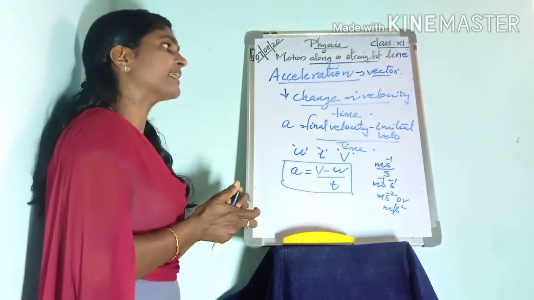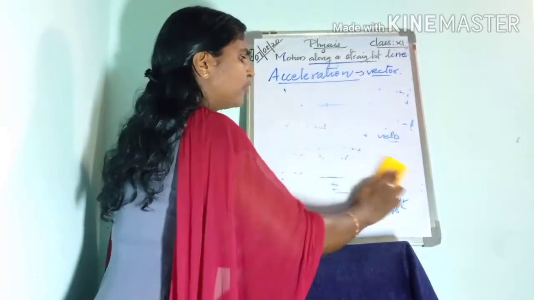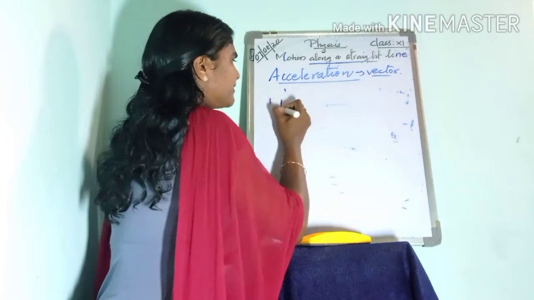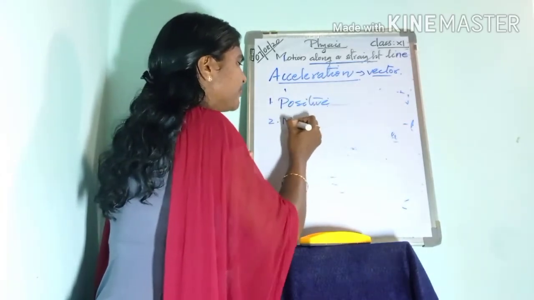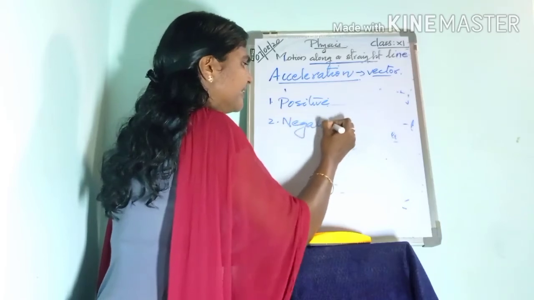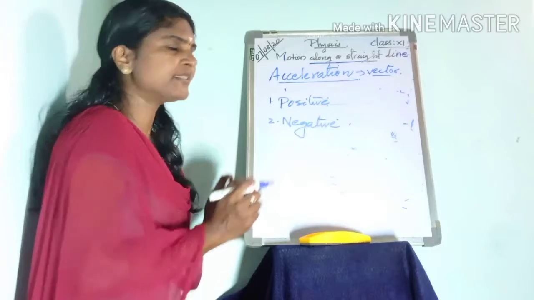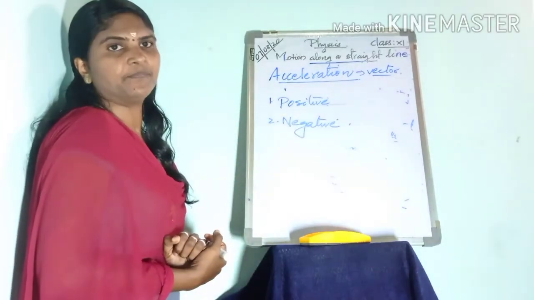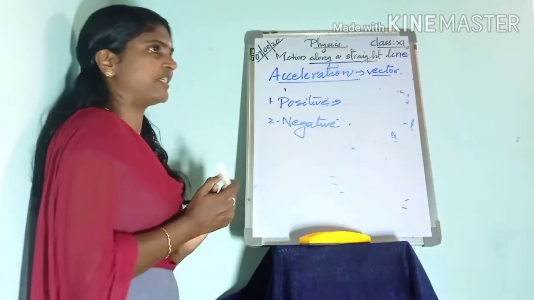Here the acceleration is of two types: first is the positive acceleration and second is the negative acceleration. Acceleration is of two types, positive acceleration and negative acceleration. Now, when is the acceleration called positive acceleration?